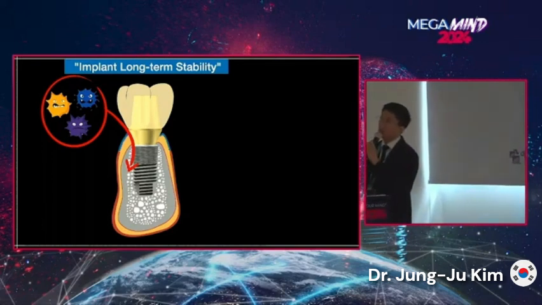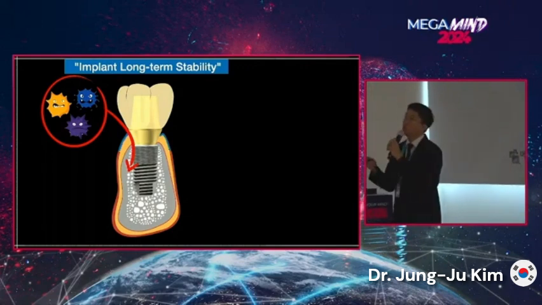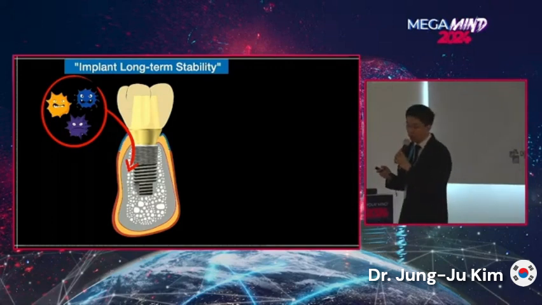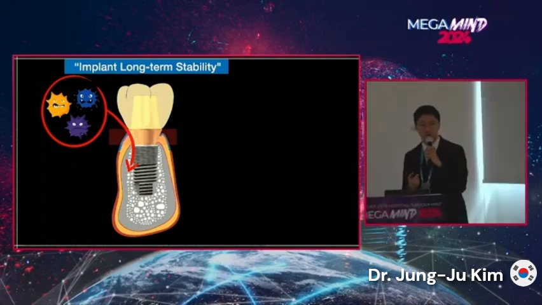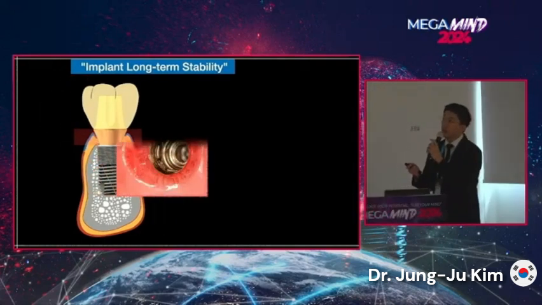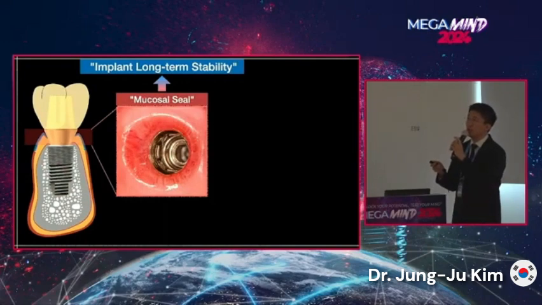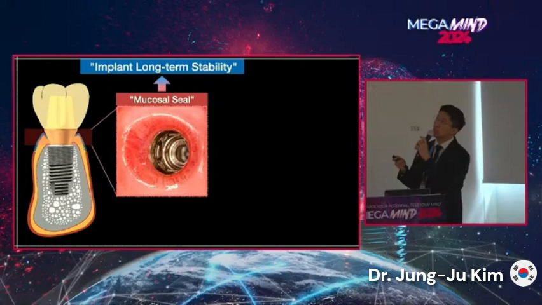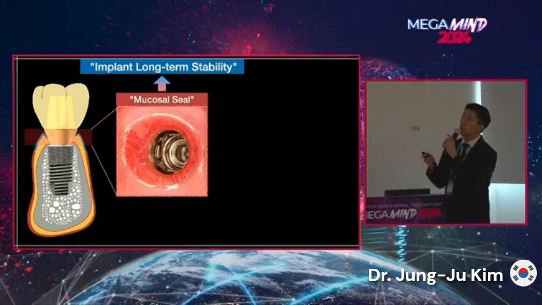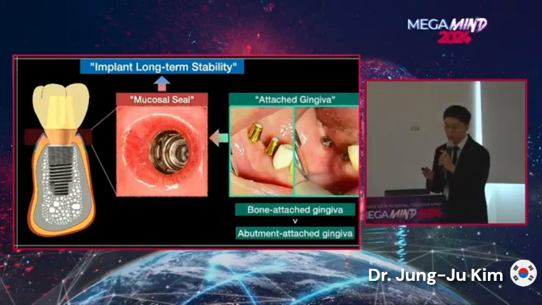Therefore, it is crucial to prevent bacteria from entering the bone to ensure longevity of implants, which means soft tissue around the abutment plays a crucial role. This soft tissue barrier is called mucosal seal. A healthy mucosal seal is the key to the long-term stability of implants.